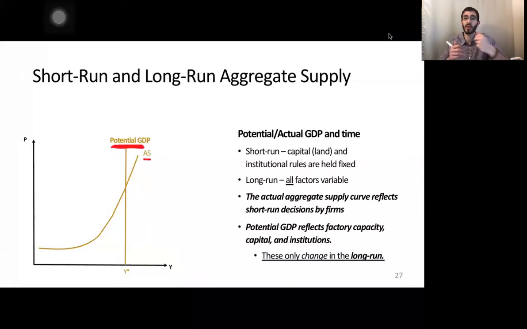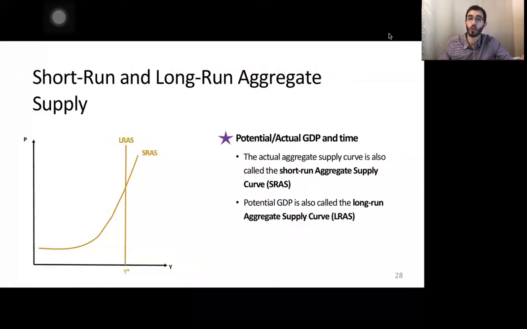Okay, so we're going to start thinking about, instead of aggregate supply and potential GDP, other names that we can give those are short run aggregate supply and long run aggregate supply. So that's another idea to think about this, to start associating those two different supply curves with short versus long run as well.